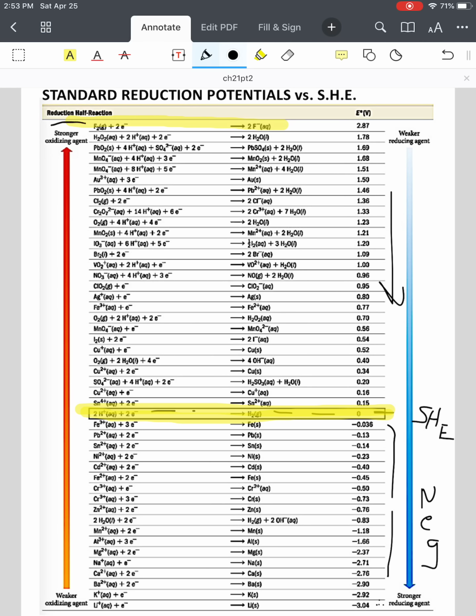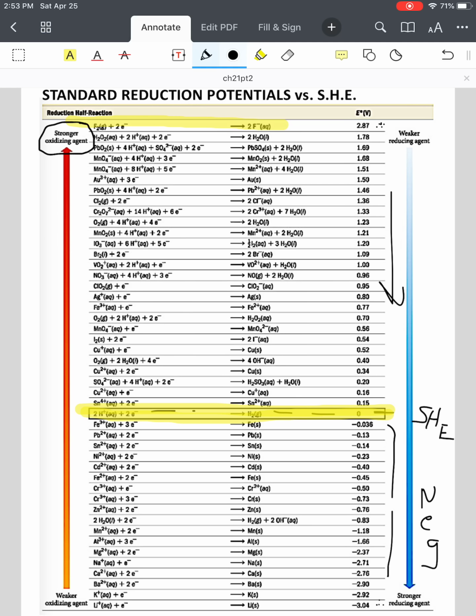Consequently, they are very good oxidizing agents. F2 gas is the strongest oxidizing agent on this table because it wants to be reduced the most. The bigger the number of E0, the bigger the standard reduction potential, the more that substance wants to be reduced.